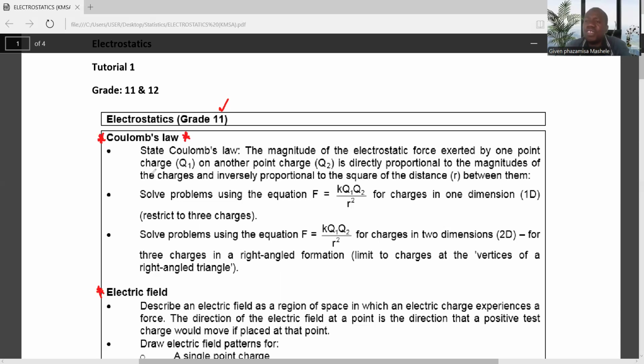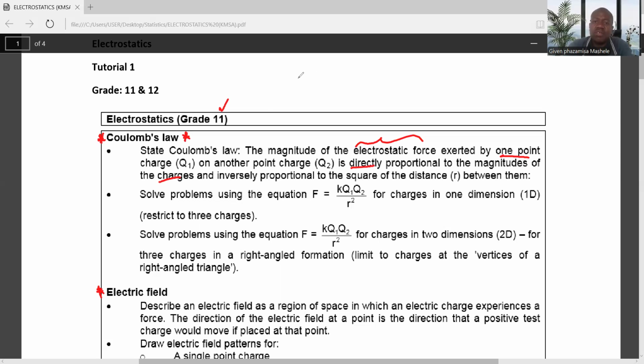At the end of the session, you must be able to state Coulomb's law, which states that the magnitude of the electrostatic force exerted by one point charge, Q1, on another point charge, Q2, is directly proportional to the product of the magnitude of their charges and inversely proportional to the square of the distance between them.